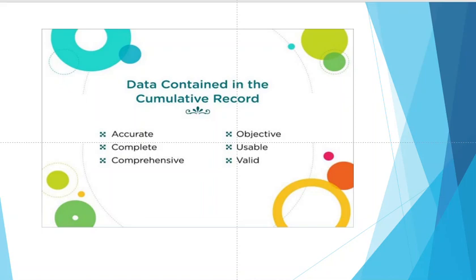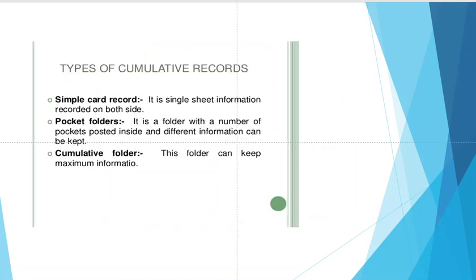So these are the six important things related to the cumulative record. I will just repeat it again. It should be accurate, complete and comprehensive, based upon objective information, the information should be usable also, and validity should be there. So this is the data and information collected and used for the cumulative record.